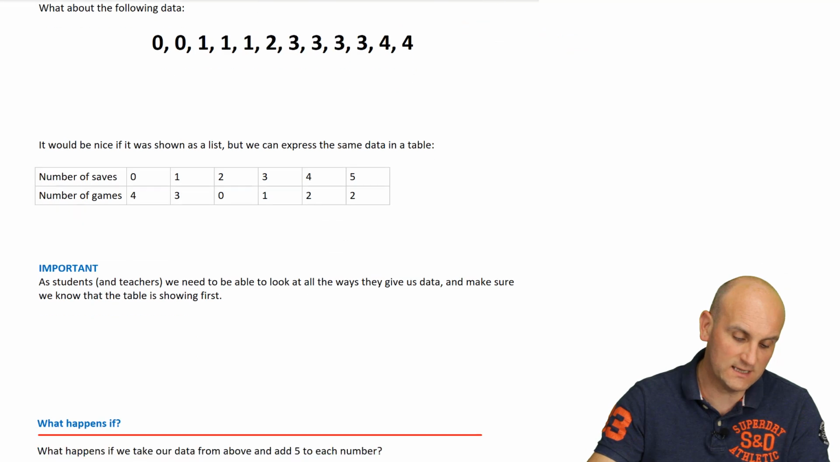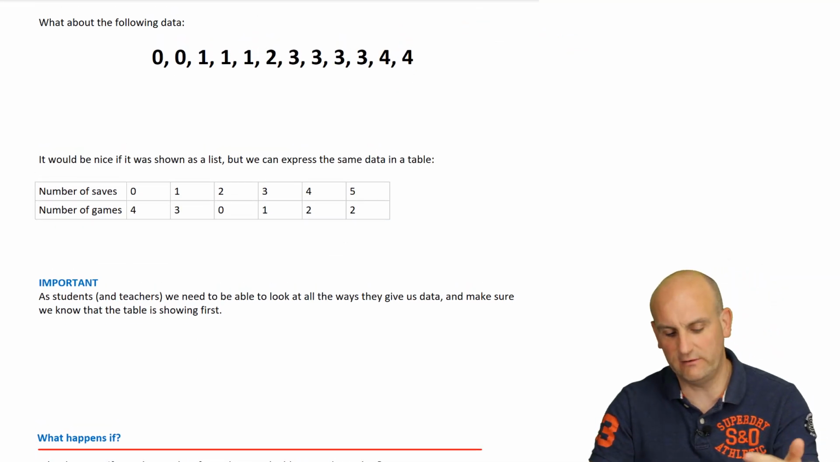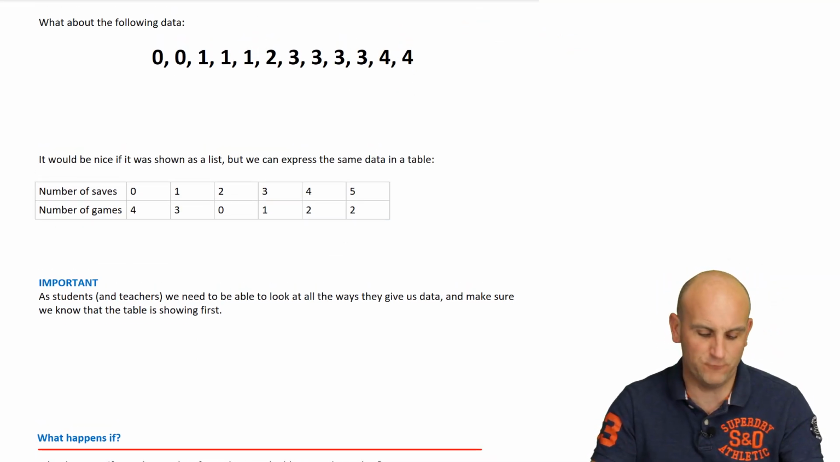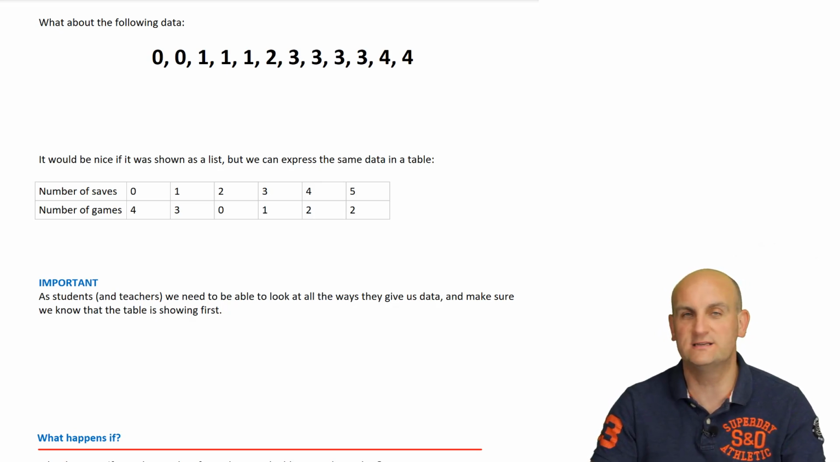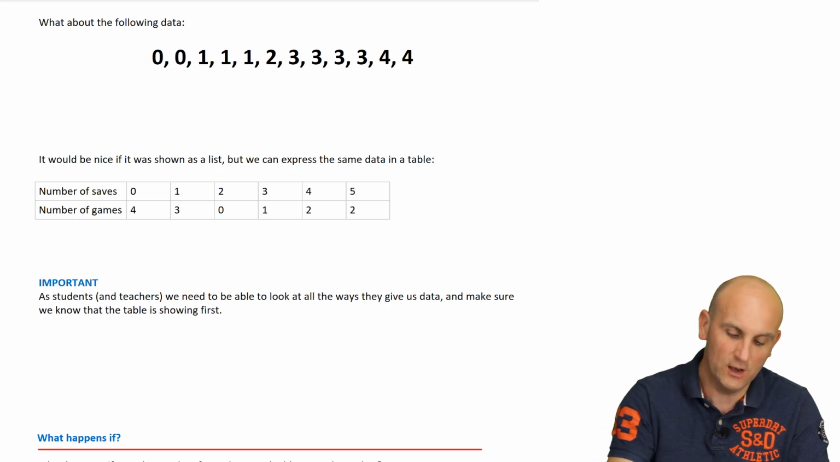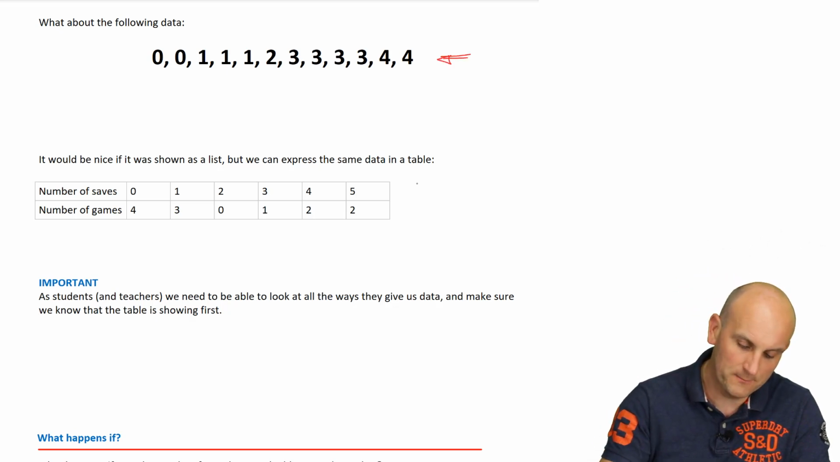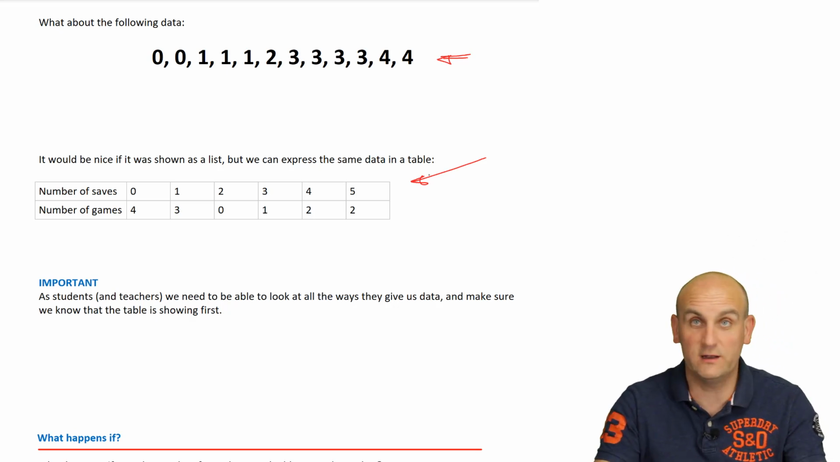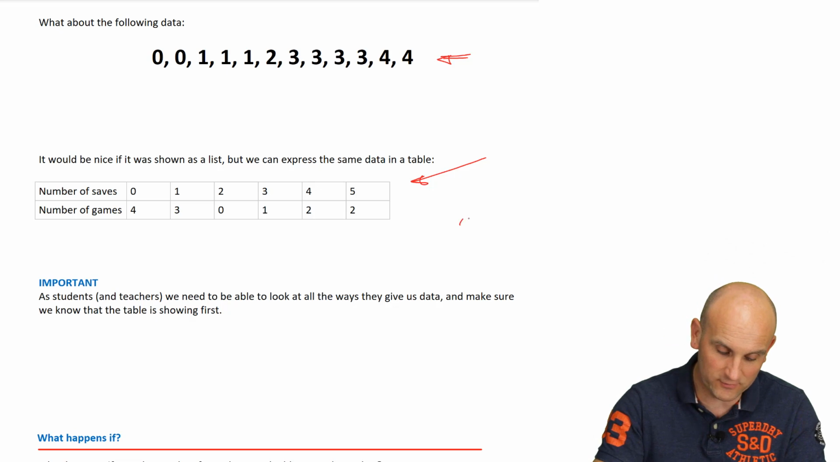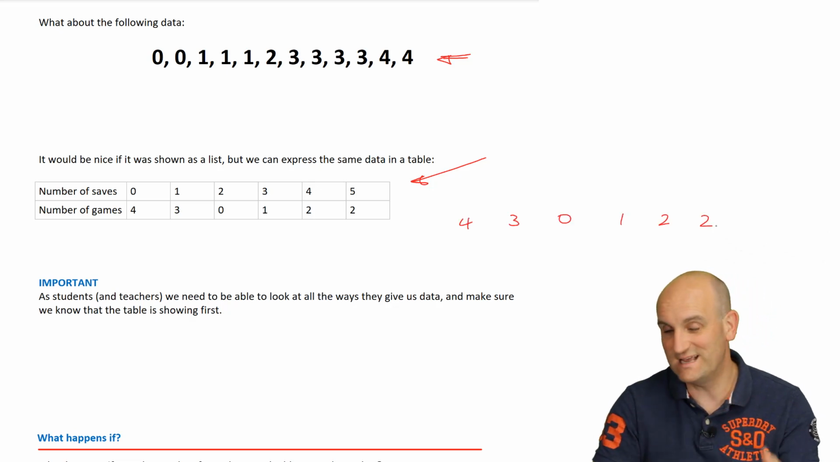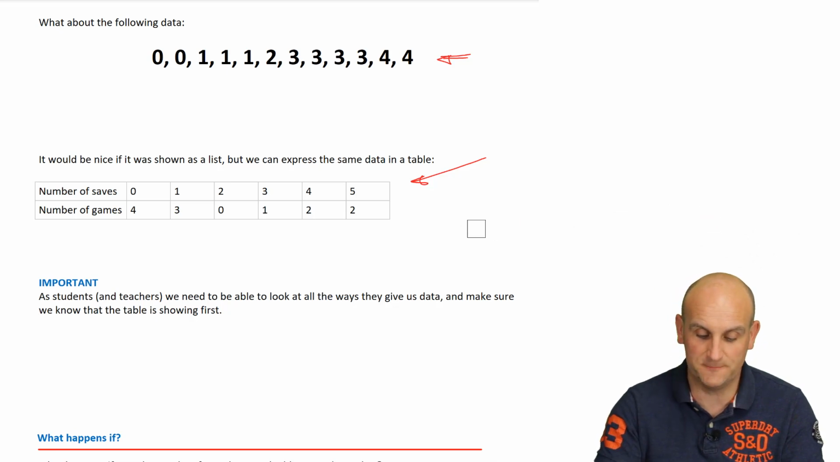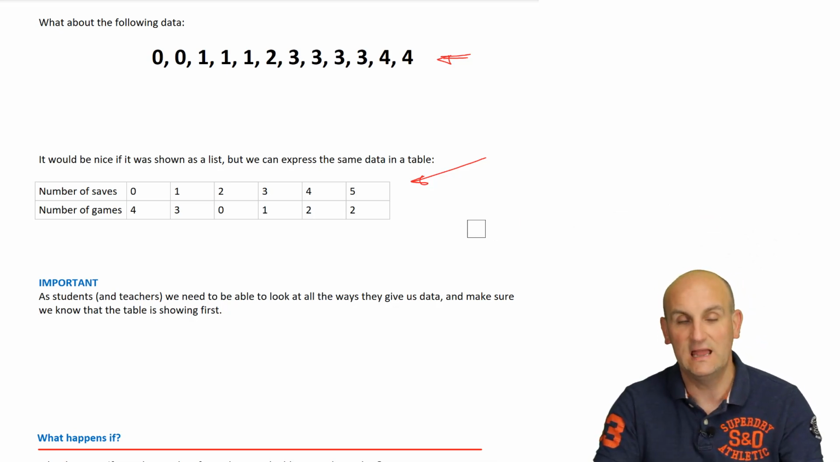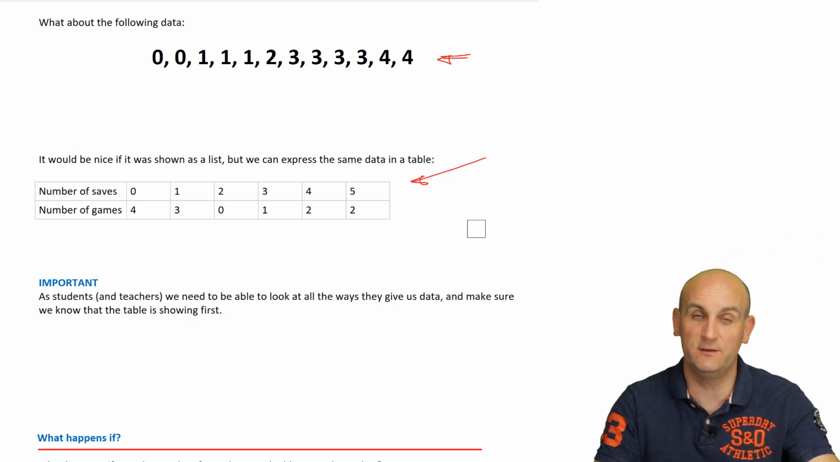What about the following data? All right, that's lovely. 0, 0, 1, 1, 1, 2, 3, 3, 3, 3, 3, 4, 4. They're not always going to write it like that. They'll try and trick us. So lots of numbers in the list is awesome. But what about this if I have a table? Now, normally, like we've done in the last example, you might say, oh, I know the numbers are 4, 3, 0, 1, 2, and 2. But sadly not. The context of the question, what the question is telling us, actually means our data is going to be written out in a different way.